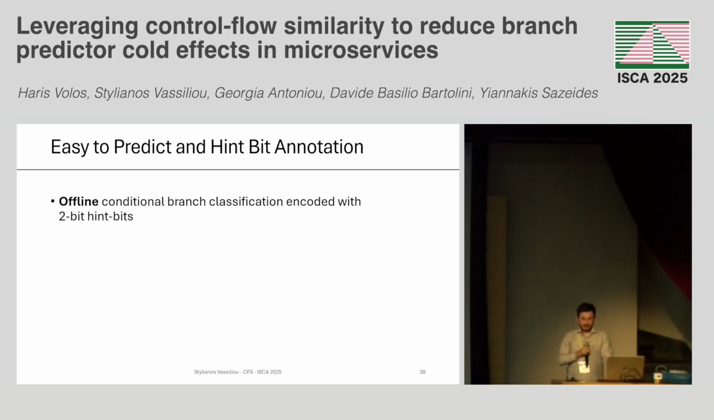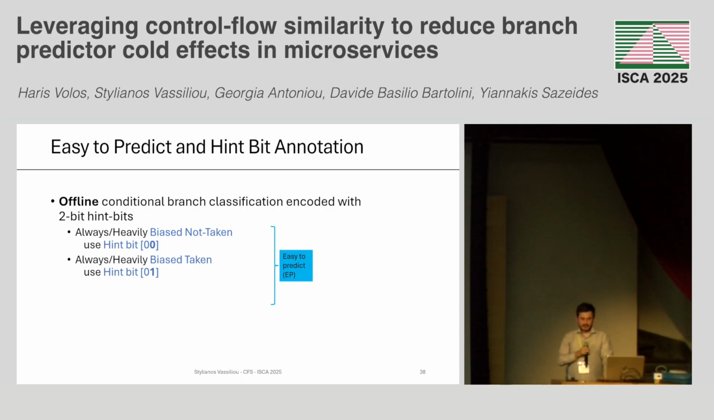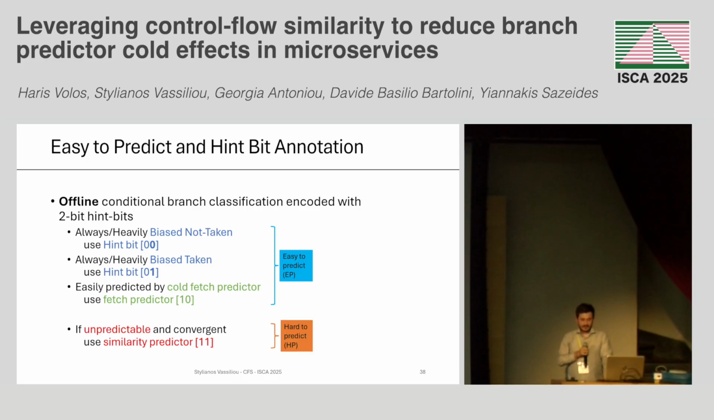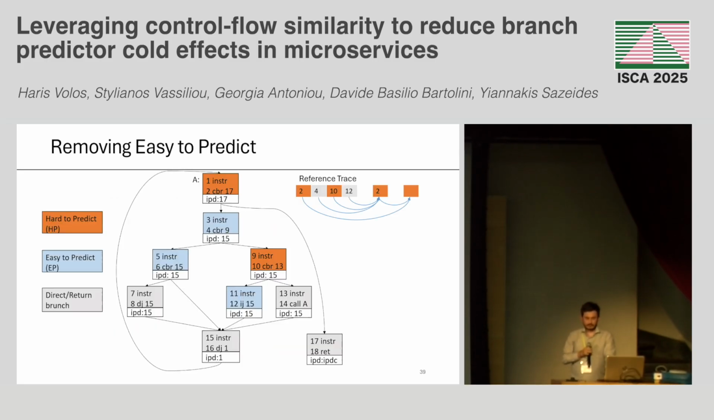We can further classify conditional and indirect branches offline using a 2-bit encoding in order to delegate them to other predictors. If a branch has heavy bias to taken or not taken path, then we mark them as easy to predict and predict them directly with the hint bits using the target we will find from the decoder. If the call fetch predictor is sufficient, we also mark them as easy to predict to use the fetch predictor. Finally, the rest are seen as hard to predict and use the similarity-based predictor.